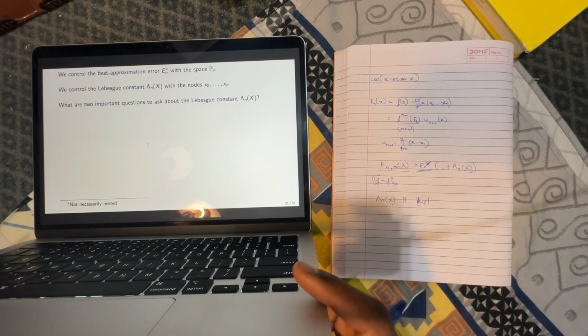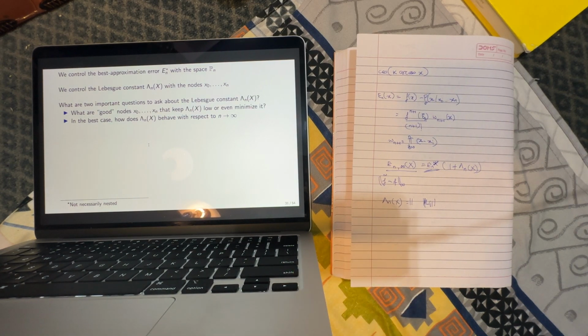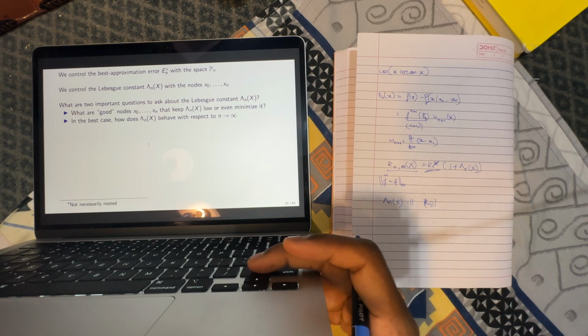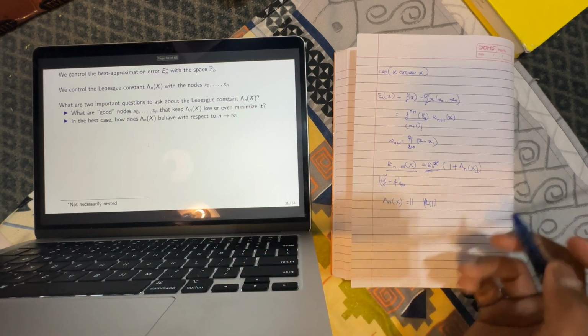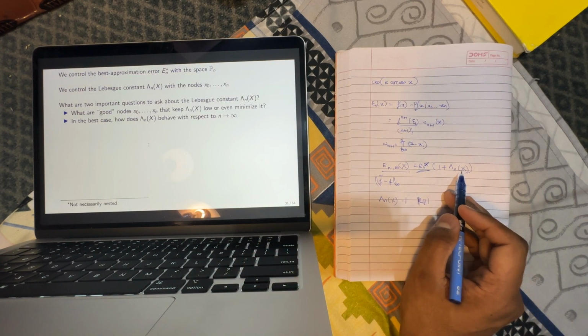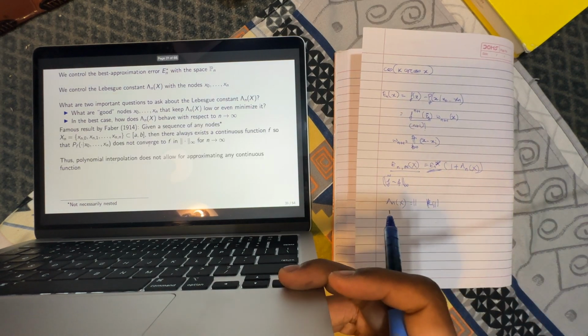But there are two important questions to ask about the Lebesgue constant. What are good nodes that keep the Lebesgue constant low or even minimize it? In the best case, how does lambda n behave with respect to n tending to infinity? What is n? The number of points. So as I increase the number of points, how does my Lebesgue constant increase?